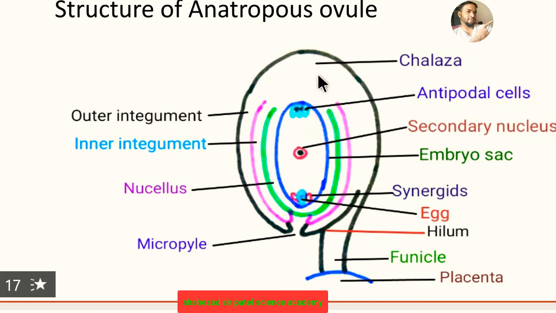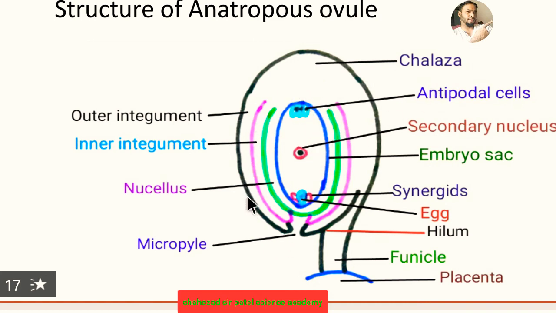Now, the remaining 3 are located towards the direction of the chalaza, which is the opposite position of the micropyle. Towards the chalaza there are 3 cells known as antipodal cells. So dear students, till now I have explained the cells present in this embryo sac: 3 towards the micropyle, out of which at the center there is the egg, and beside the egg there are synergid cells; 3 located at the chalaza site known as antipodal cells; and the remaining 2 are located at the center. It is actually the secondary nucleus. So likewise, 3 towards the micropyle direction, 3 towards the chalaza direction, and 2 at the center.